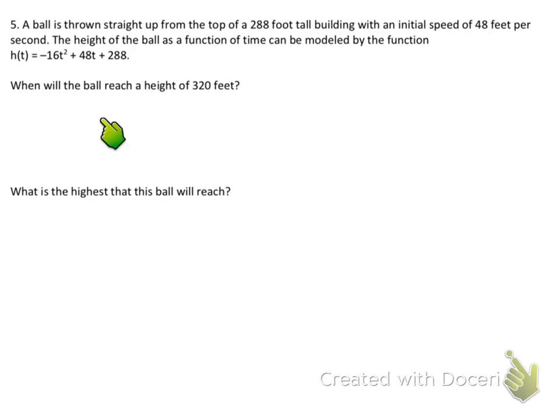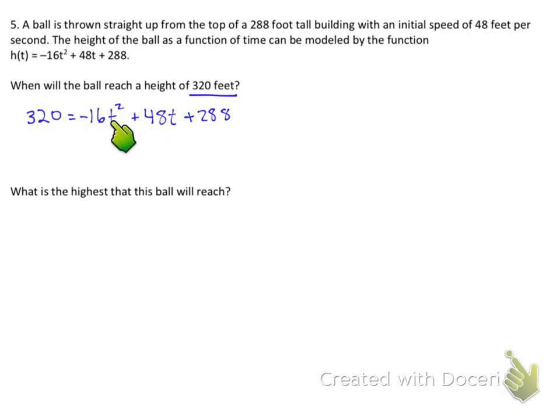The first question asks for when will the ball reach a height of 320 feet. So the key part here is that the height's given to you as 320 feet. So what we're going to do is take 320 as your height and plug it into the height part of our function. So we're going to have 320 equals negative 16t squared plus 48t plus 288. So we're trying to figure out a time that makes this statement true.